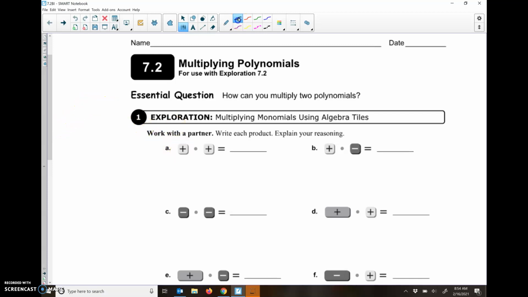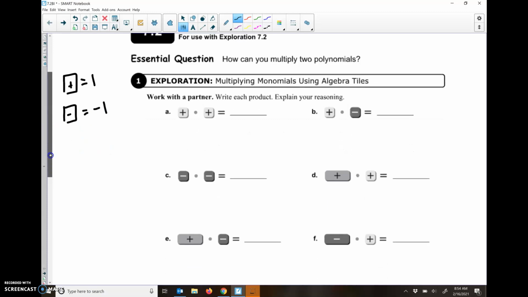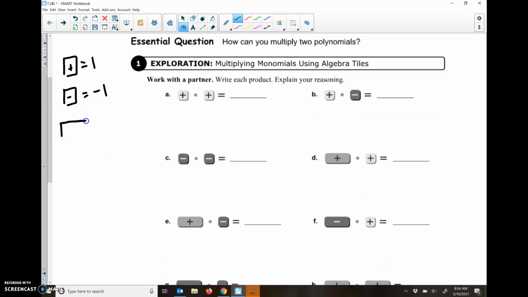If you see this symbol right here, the small square with the plus sign, that just means there's one. If there's two of them, that means there's two. If there's three of them, that means there's three. And the same thing, this small square with a negative sign in it, that's a negative one. Then we have these rectangles with plus signs in them. That means that's positive 1x. And rectangles with a negative sign in them equal a negative 1x.